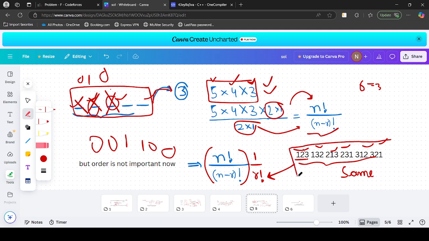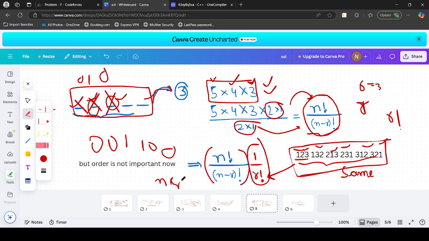So how many are these? We are initially selecting r values. So there are r factorial ways. So we got this number of values, and as all are the same, we are again dividing by r factorial. So the value will be NCR. So this is NCR, and this is the number of ways to select r from n, such that the order is not important, but the count is important.